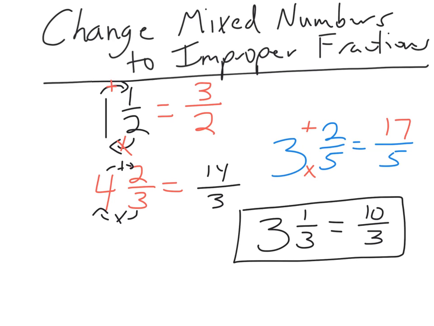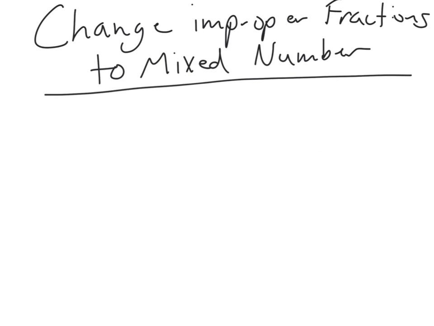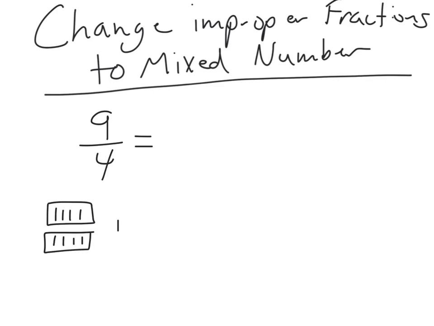All right, what do we do to reverse this now? To change from an improper fraction to a mixed number. Let's say we have 9/4. Okay, 4 is how many pieces we need to make one whole. So for every 4 pieces of the 9, we're going to have one whole. So if we go 1, 2, 3, 4, that's one whole. 5, 6, 7, 8, that's one whole. And then 9. Okay, we have 2 wholes and 1.